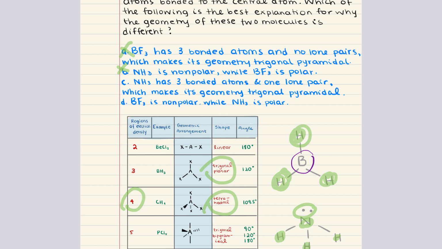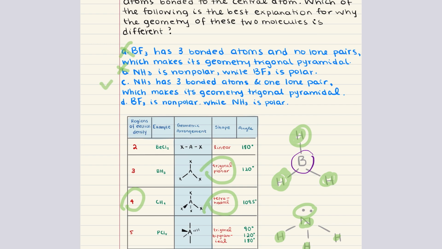pyramidal. Now, this statement is true. All right, the statement is correct. Ammonia does have 3 bonded atoms and 1 lone pair, and that does give it a trigonal pyramidal geometry due to the repulsions between the lone pairs and the bonding pairs. So that statement is correct.